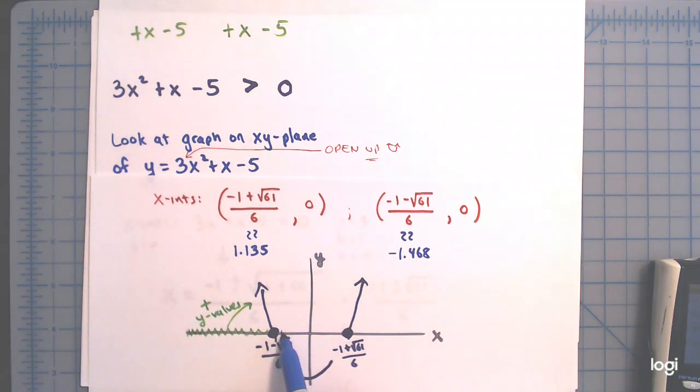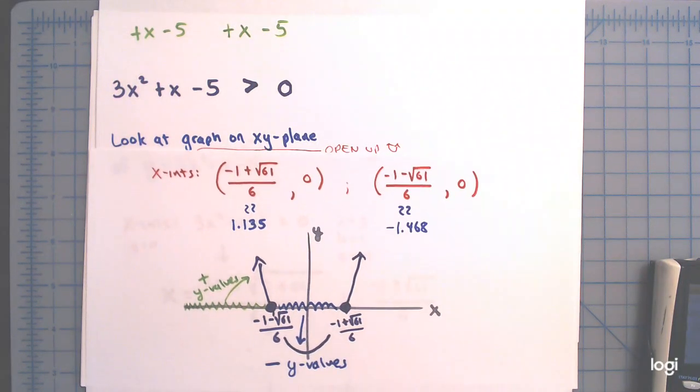And then between these two, from -1 minus the square root of 61 over 6 to -1 plus the square root of 61 over 6, going to these points on the graph where there are negative y values, negative outputs. So I'd put a big minus sign above the interval on the x-axis on that number line if I were doing this the other way, the algebraic way.